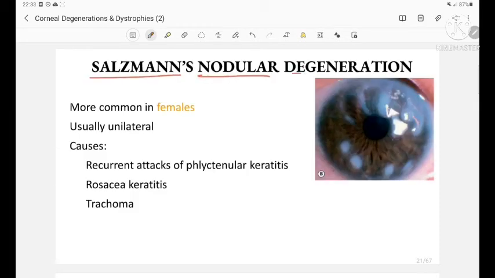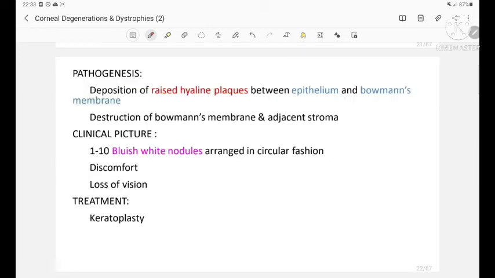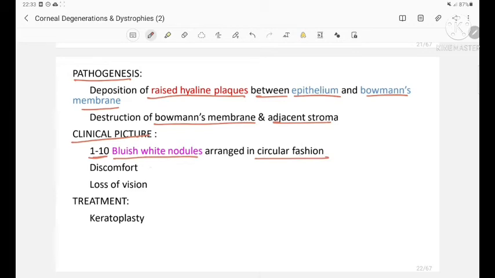Next is Salzmann's nodular degeneration. This is more common in females, usually unilateral, and the causes for which are recurrent attacks of phlyctenular keratitis, rosacea keratitis, and trachoma. The image shows Salzmann's nodular degeneration. Pathogenesis: due to deposition of raised hyaline plaques between the epithelium and the Bowman's membrane, and there is destruction of Bowman's membrane and the adjacent stroma. Clinical picture: there is presence of 1 to 10 bluish white nodules arranged in circular fashion. There is discomfort and loss of vision. Treatment for which is keratoplasty.